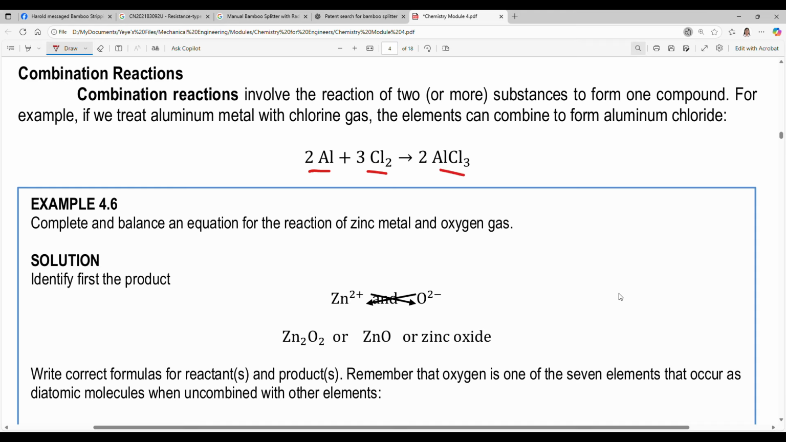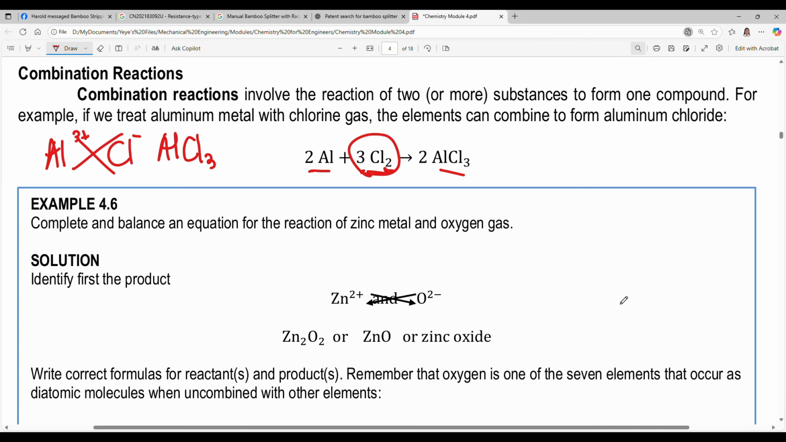Let's look at the aluminum chloride formula that will form. Again, aluminum has a charge of positive 3, and chloride has a charge of negative 1. So that is aluminum chloride. Then you balance. Again, do not forget that when dealing with chlorine, it should have a subscript of 2, because it occurs naturally as a diatomic molecule. Then you proceed with balancing.